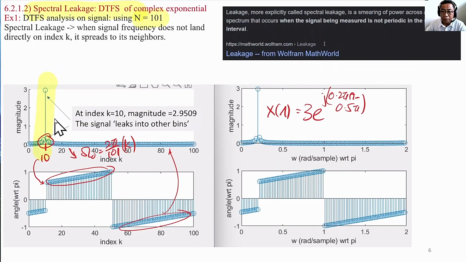So the take-home message of spectral leakage is this: for real-world signals, there is no chance that we would have exponentials lying exactly on the bin, and spectral leakage actually occurs all the time, and we have to learn how to interpret this spectral leakage.